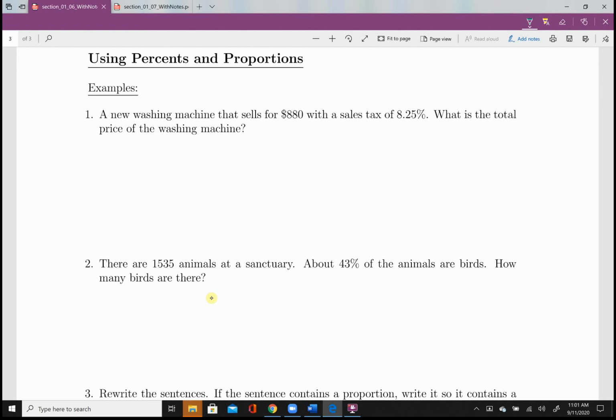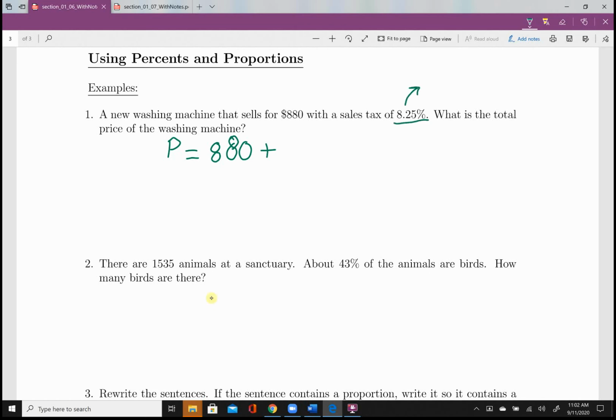Okay, so the total price, let's just call it P, is always going to be whatever value it sells for, which will be $880 in this case, and then we'll need to add 8.25% of that sale price, or the price that it's selling for. So how do you do that? Well, if you recall from our translation lecture earlier, the word of corresponds to multiplication.